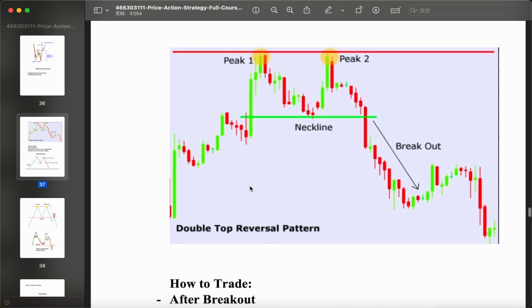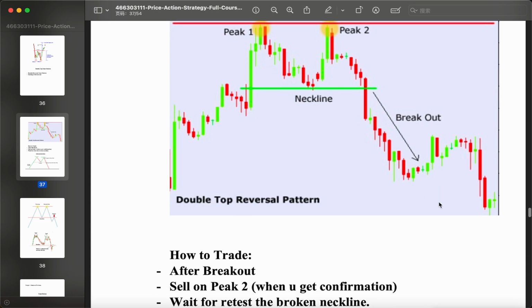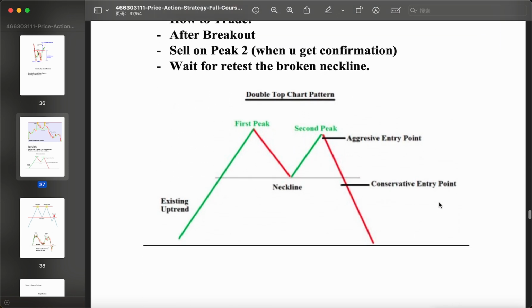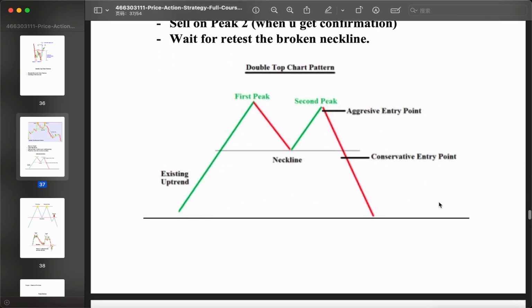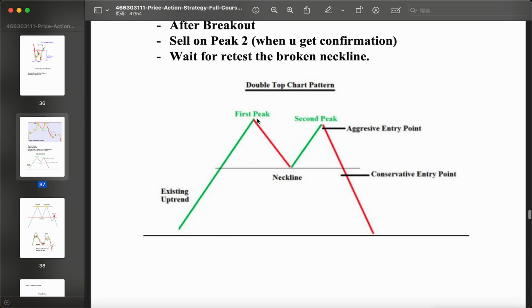And this is a double top reversal pattern. Again, we're seeing a double peak, not a double bottom. And you see price breaking down that neckline, becoming a negative breakout. So how to trade? After the breakout, we sell on peak 2. When you get confirmation, you wait for a retest of the broken neckline. So this is the first peak, this is the second peak, this is the existing uptrend, and you have an aggressive entry point on the second peak, meaning that you can go short.